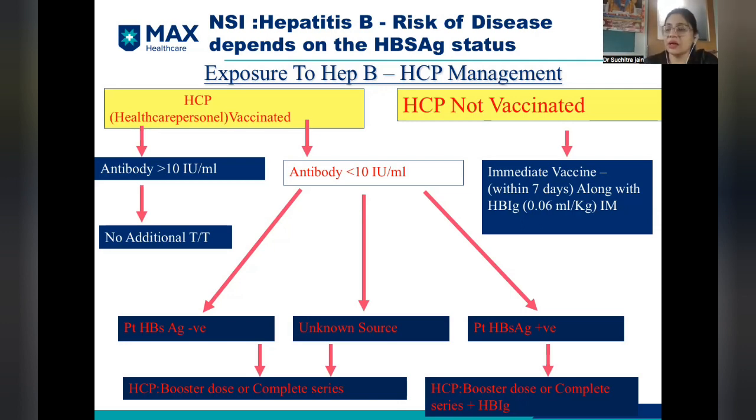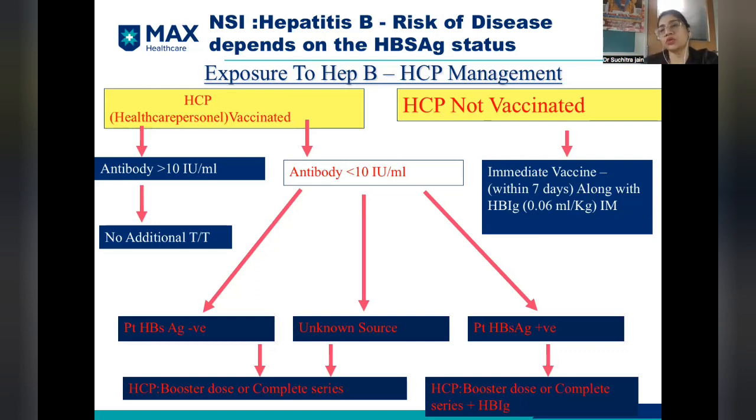If I'm vaccinated, but my titers are less than 10, that means I will require one booster dose, along with immunoglobulins. And if I'm not vaccinated at all, and my titers came out to be 0, then immediately, within 48 hours, you should get hepatitis B immunoglobulins, 0.6 ml per kg intramuscular. And after that immunoglobulin, you should always be given hepatitis B vaccination. That is what is required in this case.